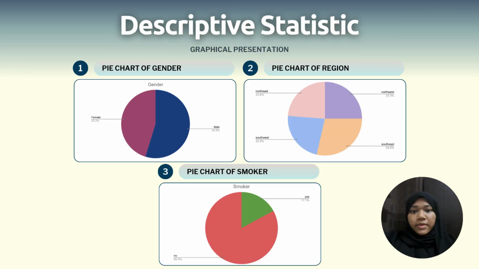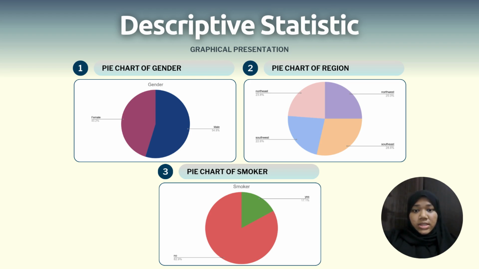So for this descriptive statistic, part, which is the graphical presentation. This slide shows the distribution of respondents by gender, region, and smoking status. For gender, the sample is fairly balanced, about 55% male and 45% female. For region, all four areas are represented quite evenly, but the Southeast has the largest share at 28.6%, while the Southwest is the smallest at 22.8%.